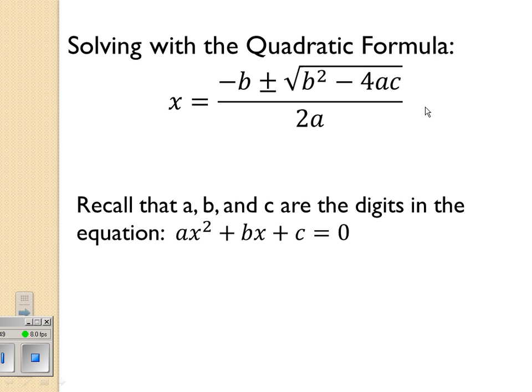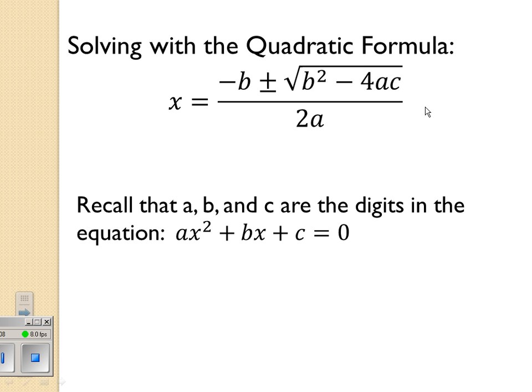All right, then solving with the quadratic formula. Again, remember the quadratic formula is x is equal to negative b plus or minus the square root of b squared minus 4ac all over 2a. I'm not going to sing that to Pop Goes the Weasel for you, but that is the one that Mr. Rambo used to do with you guys to that tune.